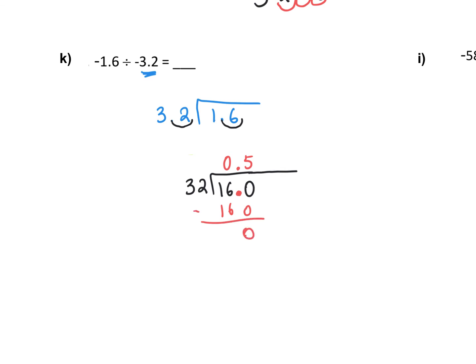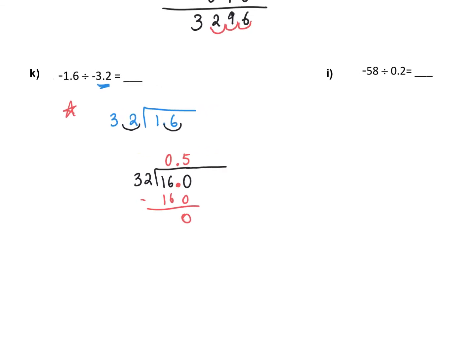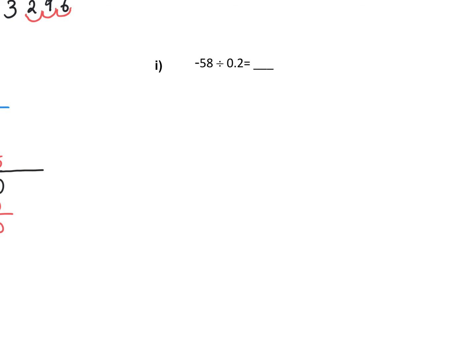So remember, on the test, you're going to have to show your work. You're going to need to show me these steps. Let's go ahead and do the next one. Remember, who goes outside? The second number goes outside of our house. We need to move that decimal outside of my divisor. So I'm going to move it over. I'm going to add a 0 in that blank spot.